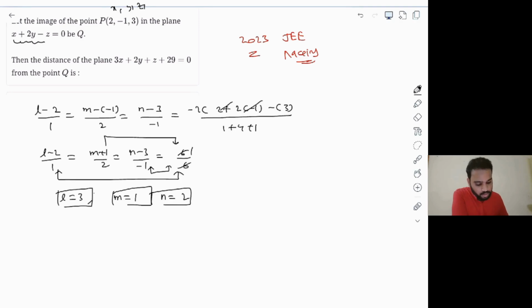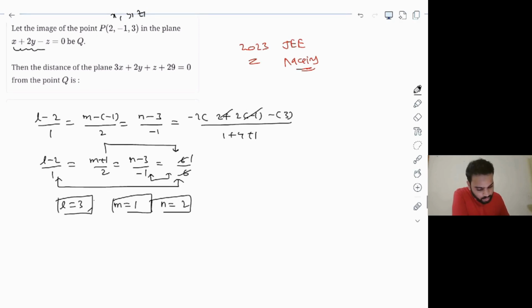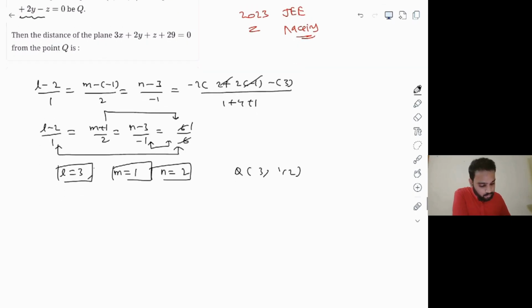Okay. So this is your image point here. Let us take this image point as point Q as per the given question, which is (3, 1, 2). Now look at the remaining question here. What we have to find out is the distance of the point Q (3, 1, 2) from the given plane.